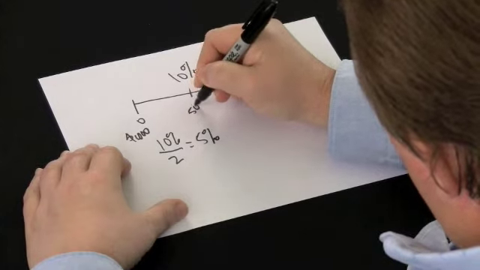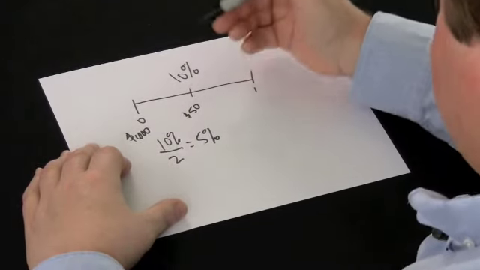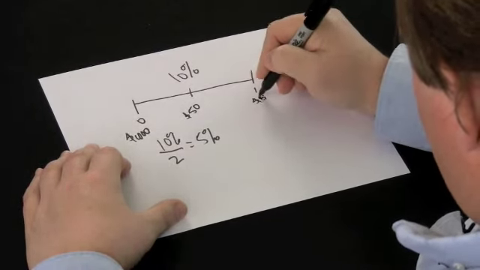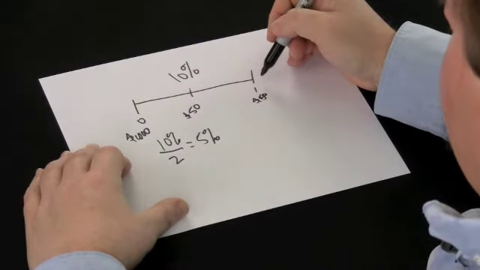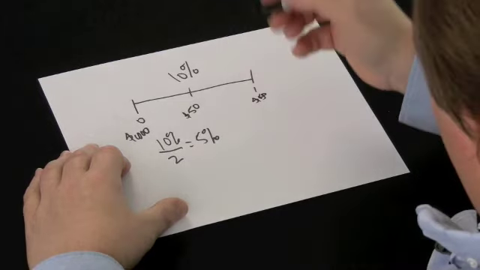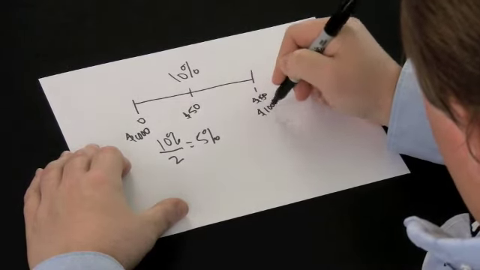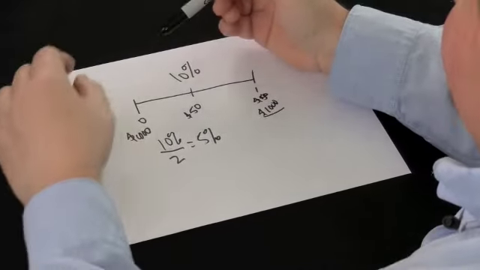So that's a $50 payment at the end of the first 6 months, a $50 payment at the end of the second 6 months for our 10%, or a total of $100 return. And of course, we get our $1,000 back for the bond at the end of the year.